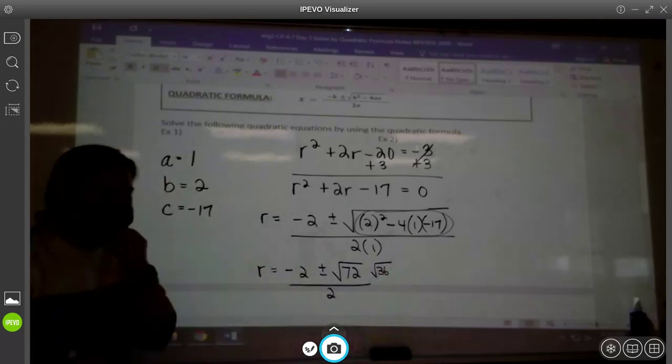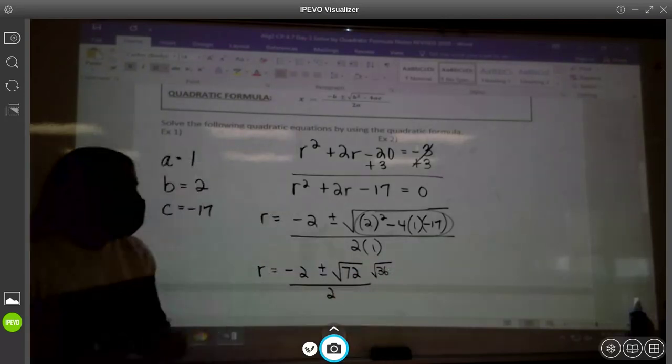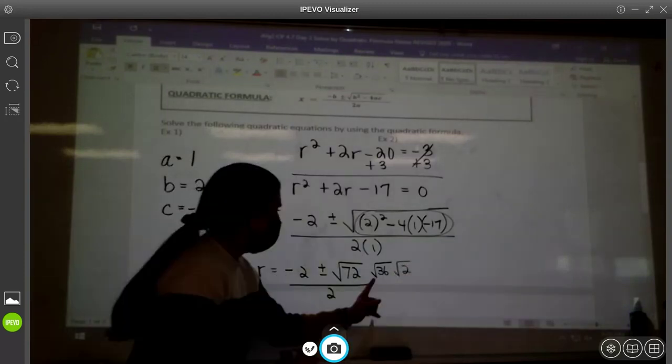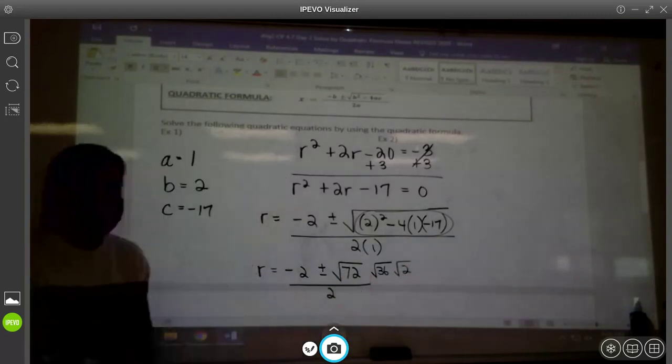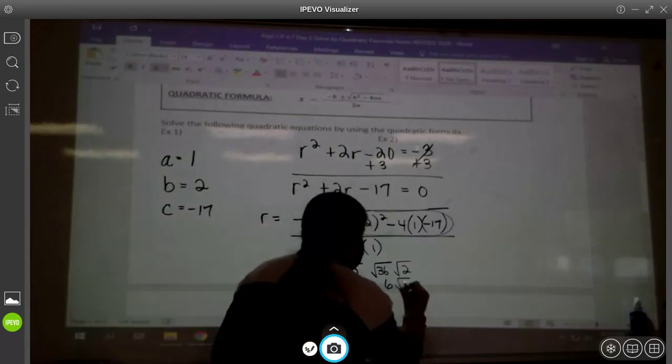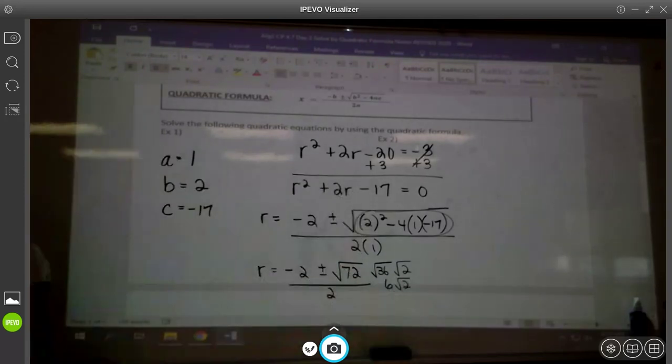So I'm going to break that up. I'm just going to simplify it right off to the side. The square root of 36 times the square root of 2, because 36 times 2 is 72. So that's going to simplify to 6 times the square root of 2.